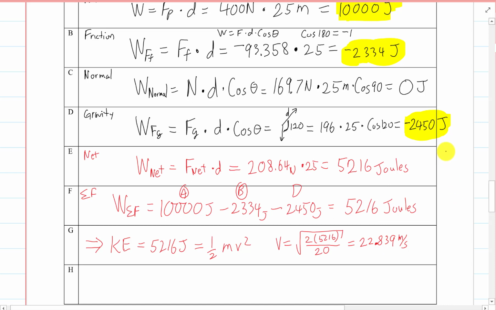So we were able to calculate, through the work done by the pull force, the work done by the friction force, the work done by the gravitational force, to get the net work done. The net work done. Got it? And therefore, we put that into kinetic energy, what's left over, and we were able to then calculate the velocity.